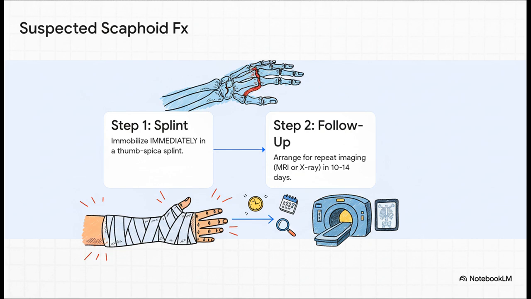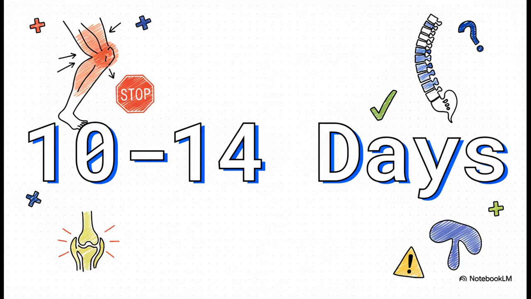A negative X-ray right after the injury means nothing when it comes to the scaphoid. It's famous for not showing up right away. So your immediate next step is to immobilize that wrist in a thumb spica splint and tell the patient they need to come back for more imaging. And here's the magic number they love to test you on. 10 to 14 days. That's the window. You bring them back in 10 to 14 days for either a repeat X-ray or, even better, an MRI, to see if that sneaky fracture finally shows itself. Don't forget that time frame.